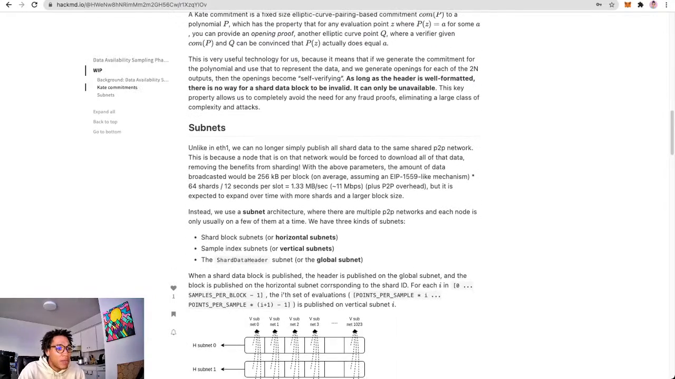Unlike in ETH1, we can no longer simply publish all shard data to the same shared P2P network. Because like in Ethereum 1 or in Bitcoin, like I said, you run a node, you get all the data yourself and you know you have all the data. This is because a node that is on that network would be forced to download all of that data, removing the benefits from sharding. The whole idea of sharding is that you can run maybe the network for what you need and maybe a bit more, and everyone does that. We'll all be okay, but you don't need to download all the data for the network.